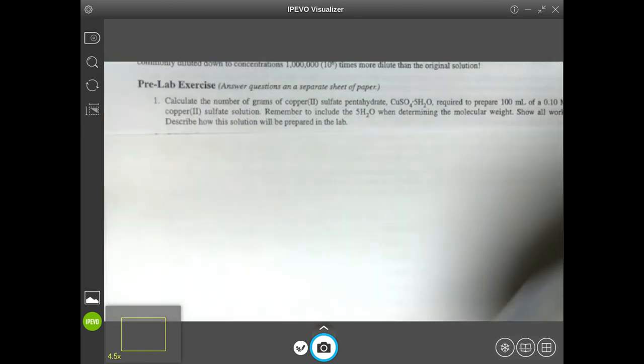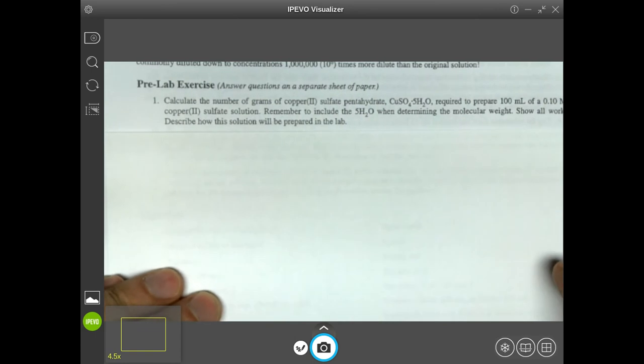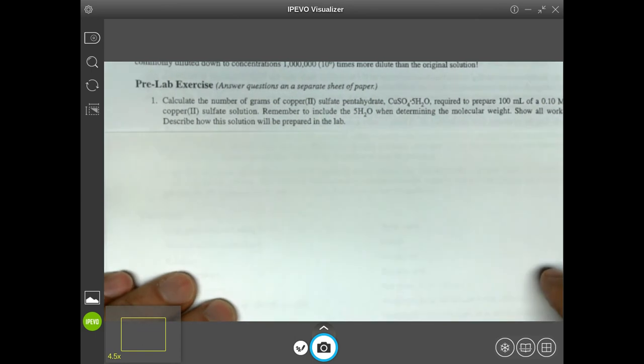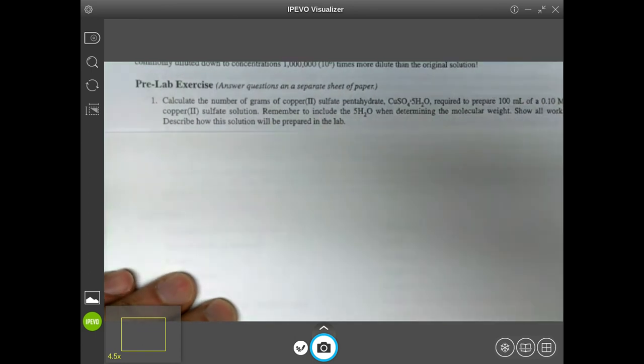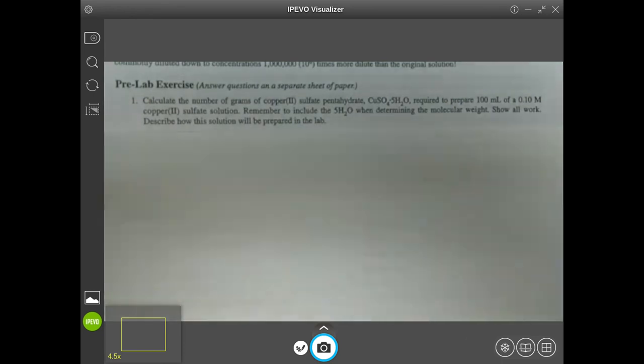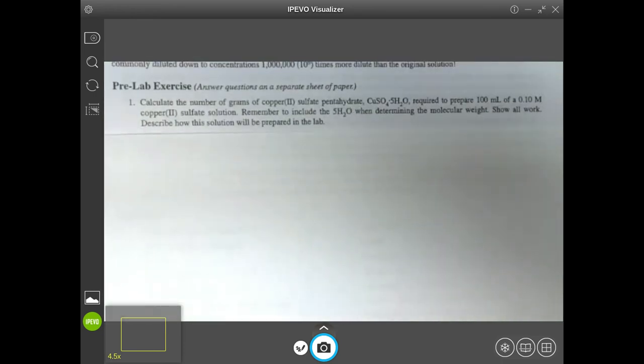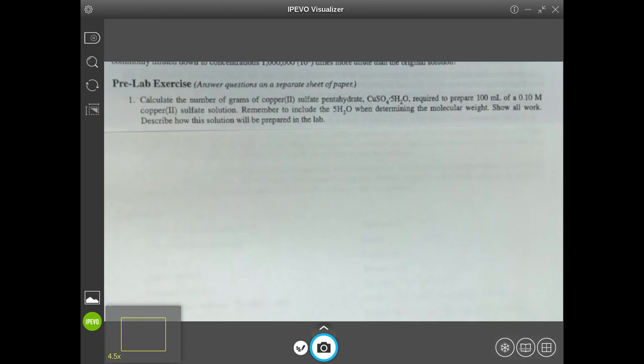So the molar weight will be the same. All right. Calculate the number of grams of copper 2 sulfate pentahydrate, CuSO4·5H2O. I don't know if you guys remember way back Chem 1 stuff. We did some naming of the hydrates and stuff, but that actually does impact the whole formula weight.